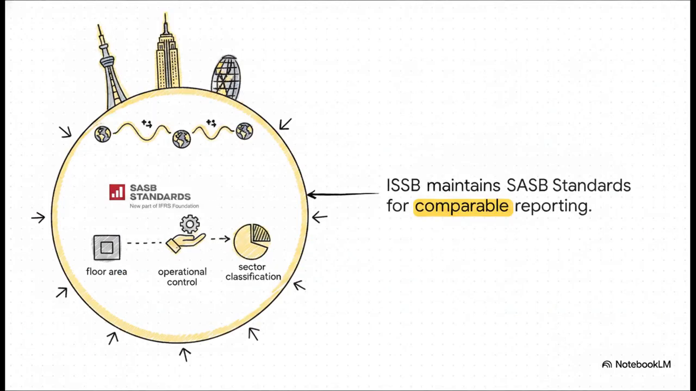And you know what the absolute best part of this whole system is? It's universal. These SASB standards, now under the ISSB and the IFRS Foundation, ensure everyone plays by the exact same rules worldwide. For a global investor, this takes out so much guesswork. Whether you're looking at a property in Tokyo, London, or New York, the definitions for floor area, operational control, and sector classification remain flawlessly consistent.